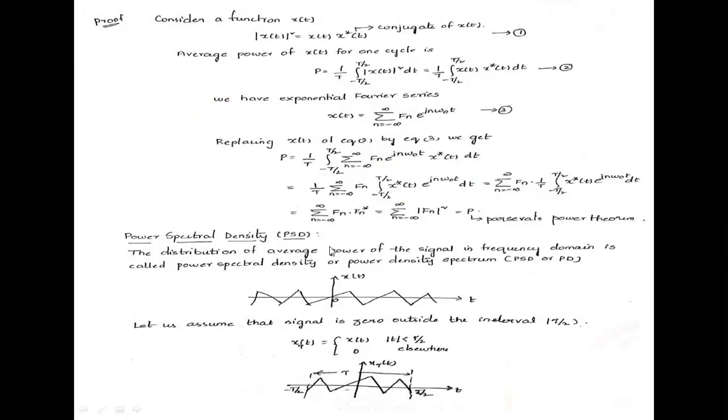Now coming to the power spectral density: the distribution of average power of a signal in the frequency domain is called power spectral density. Power spectral density is always a frequency domain function only. Let us assume the signal is 0 outside the interval minus T by 2 to T by 2, because we are not assuming from minus infinity to minus T by 2, or T by 2 to infinity. We assume it is 0 otherwise, and x T of t is the signal only within the interval, the truncated x of t, the tau function.